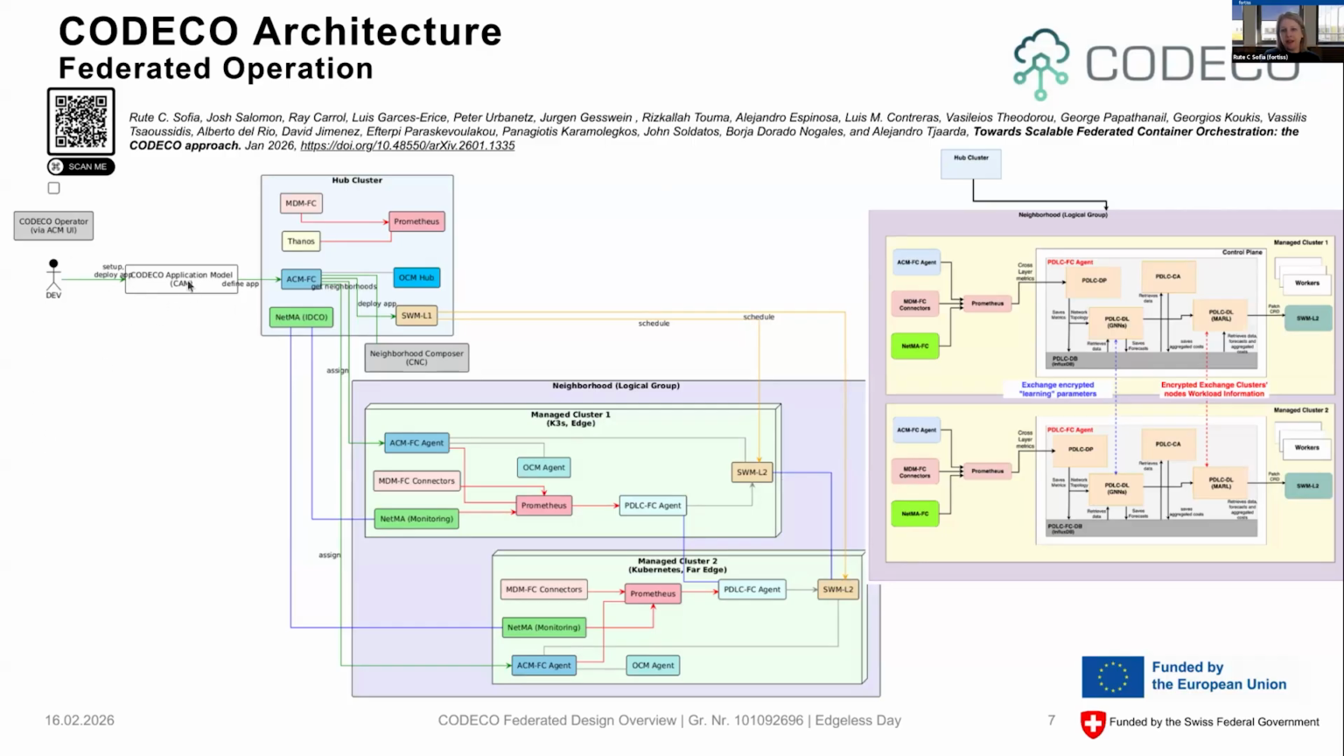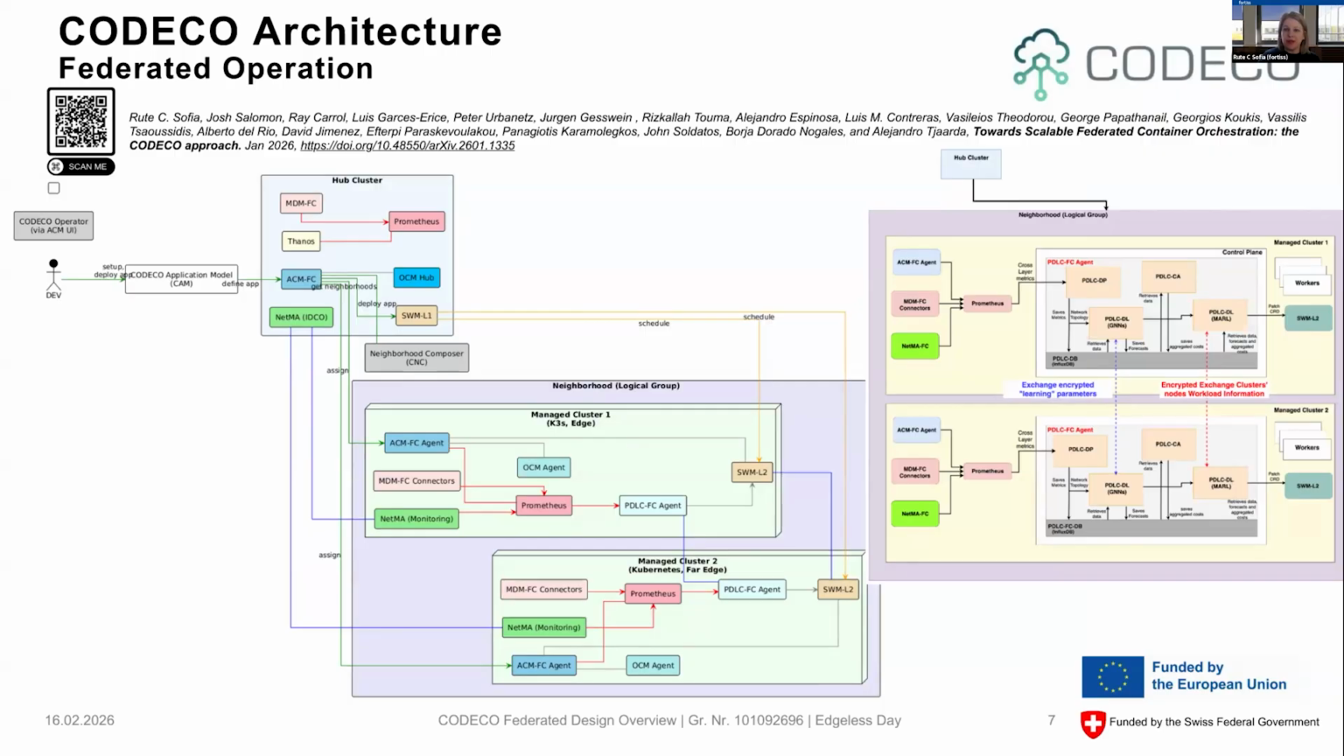So here, for instance, in this example, a user defines the application based on a GUI or on a YAML file, which is this CODECO application model. This is then worked by ACM, which is this operator, and ACM passes it to all the other components. The CODECO components are installed on what we define as a neighborhood.